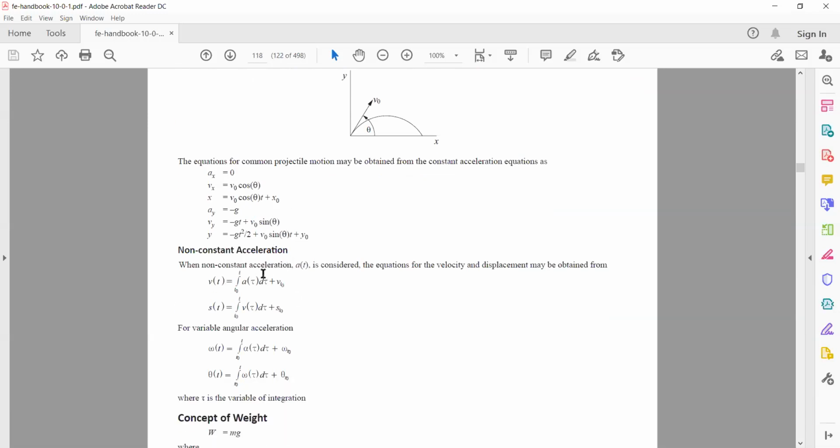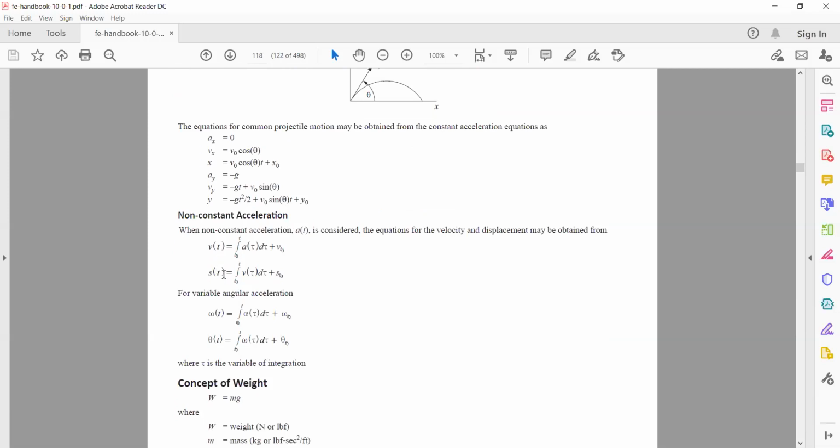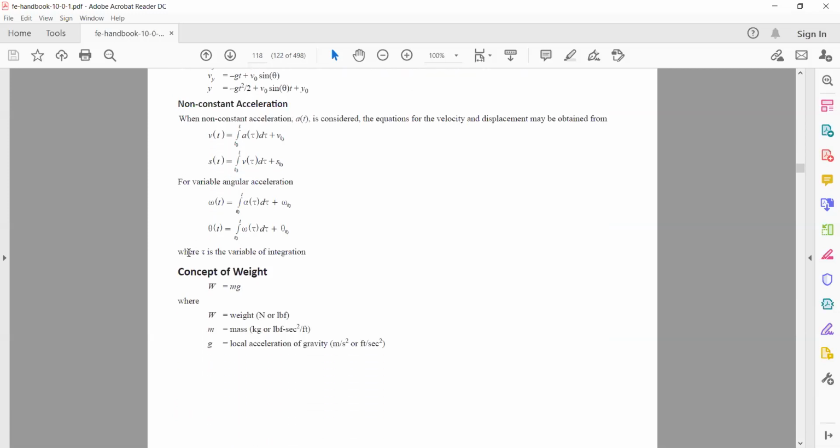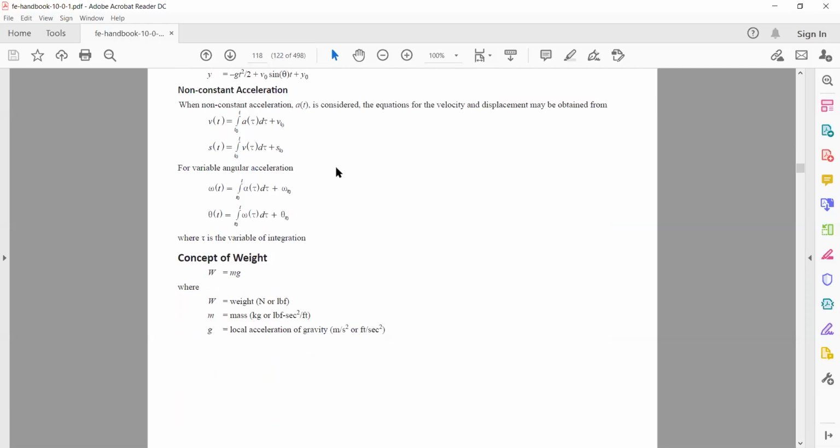Non-constant acceleration, have some integrals here of tau. What is it considering tau? Maybe, oh, it's time. It's just a fancy time. Okay. Yeah, if I remember correctly, I think it's time in a different domain. Yeah, yep.